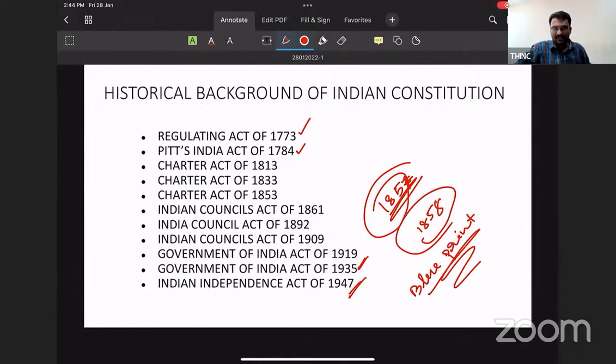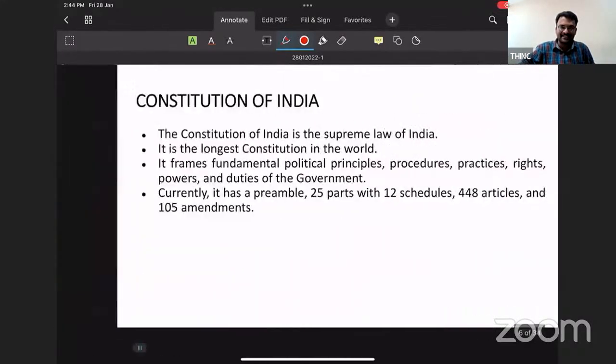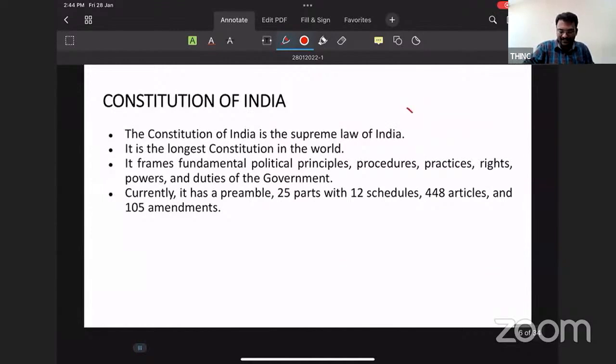Then the last one, the Indian Independence Act, ended the British rule in India, and they had given plans for the separation of India. So all these come under the Indian Independence Act. By 1946, we started making our constitution.